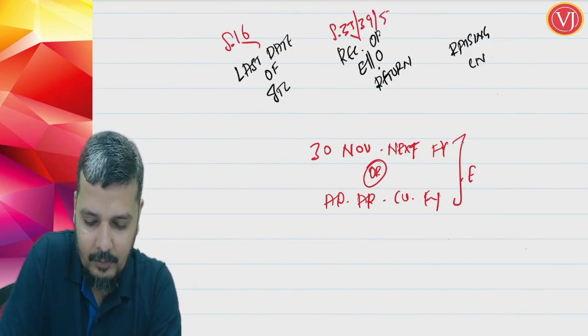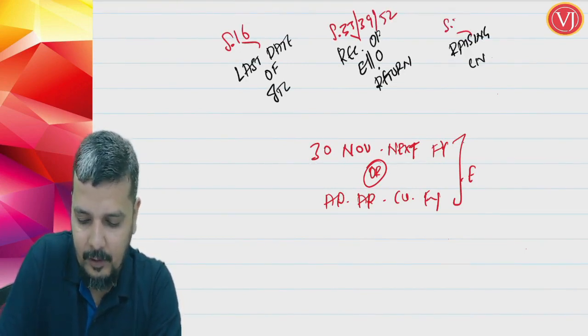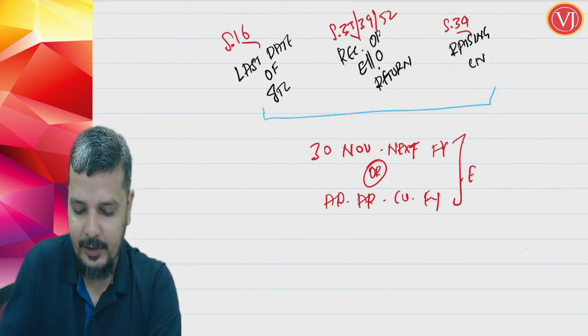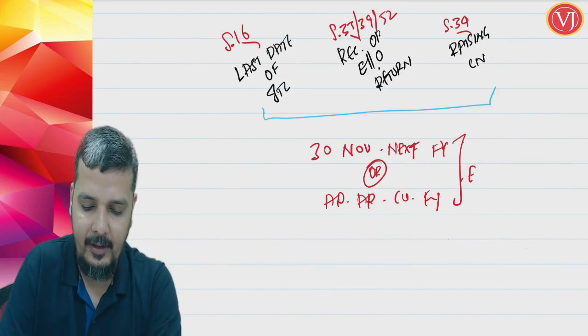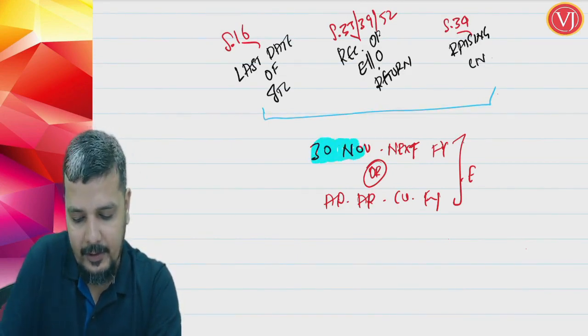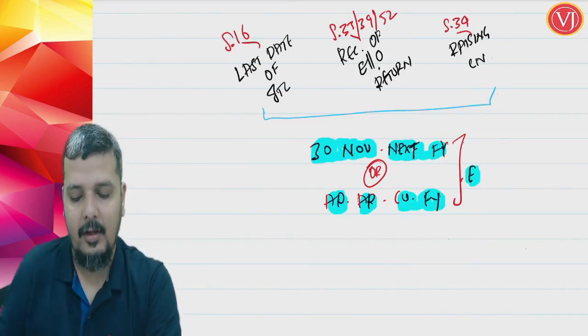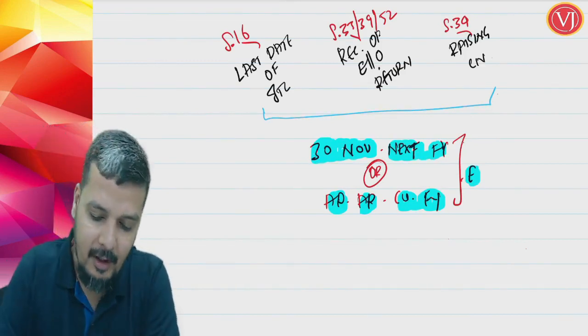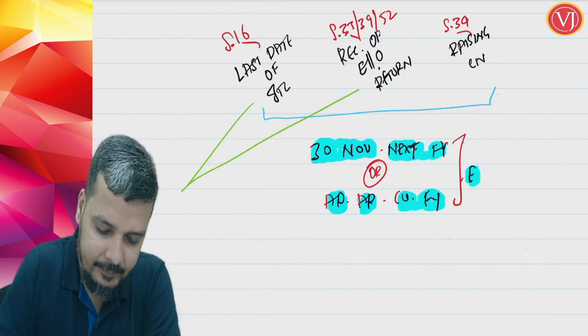39 or 52 or whether you talk about your section 34, in all these three places the last date for taking ITC is 30th November of next financial year or actual date of annual return of that financial year, whichever is earlier. Last date for correction in return is the same. Last date for raising credit note is the same. But you need to understand one thing.